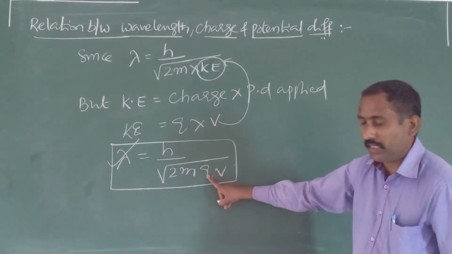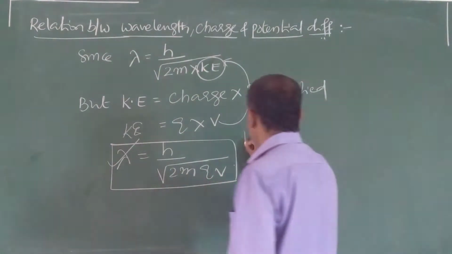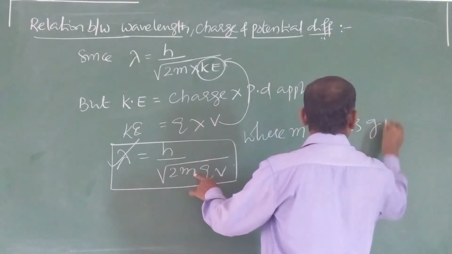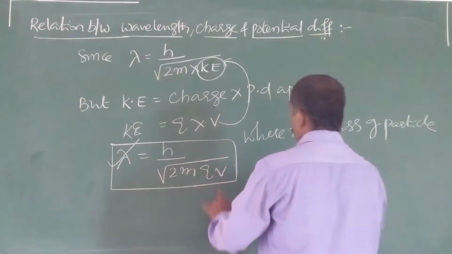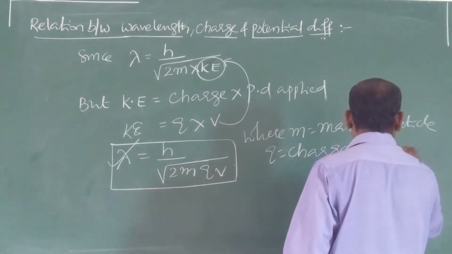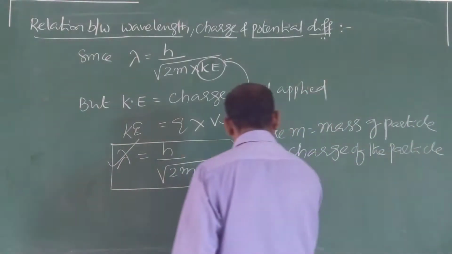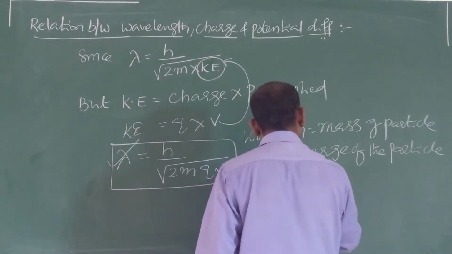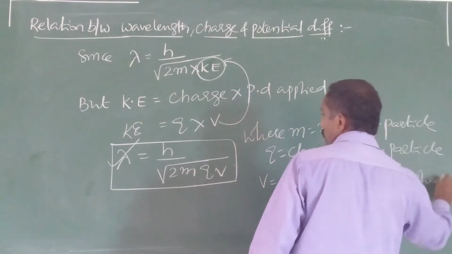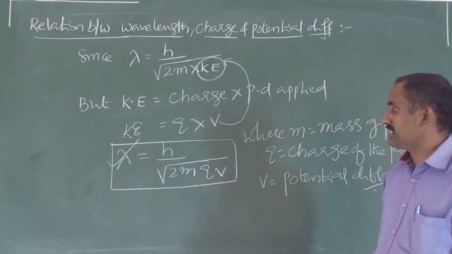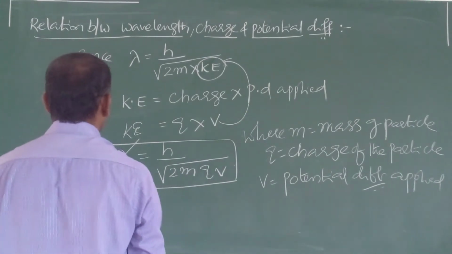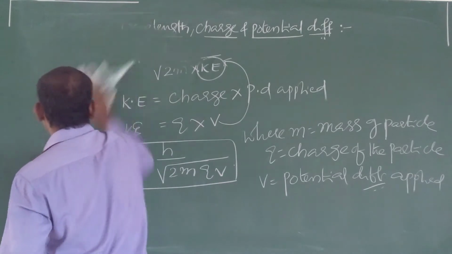Where Q stands for charge, V stands for potential difference applied, and m is the mass of the particle. Q is the charge of the particle, and V is the potential difference applied. Sometimes in an objective exam, charge and potential difference will be given and they will ask for the wavelength lambda. So you should remember the formula: lambda equals h by square root of 2mQV.